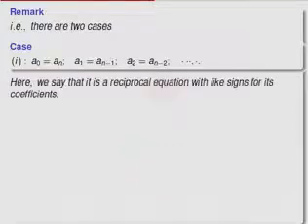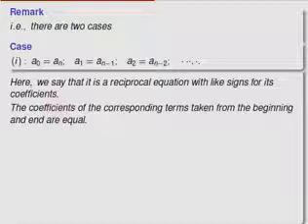The first case, the positive case: a naught is equal to a n, a1 is equal to a n minus 1, a2 is equal to a n minus 2. Here, we say that it is a reciprocal equation with like signs for its coefficients.